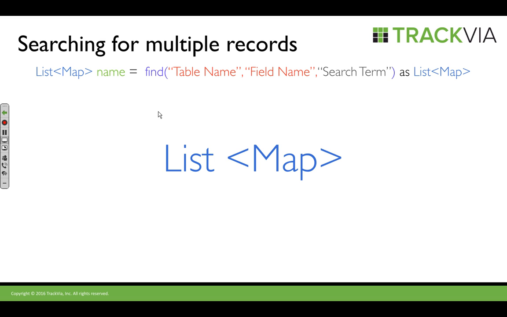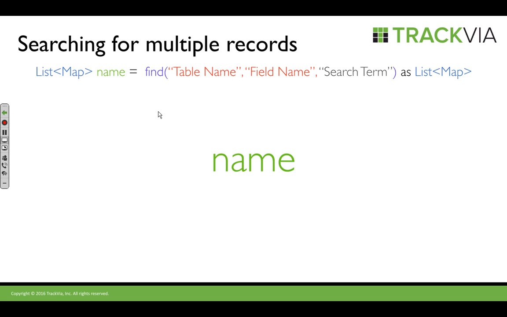Multiple records is a little bit different in that you're saying list map. We're still mapping, but give me a list of all of the records that match my criteria. Name, obviously, you can name whatever you'd like. We're just naming the list map at this point. Then find is the correct term to find all of the records that match what I'm looking for. It's the same syntax as LoadRecord: give me the table name, what field we're searching, and what we're searching by. And TrackVia will do that work for you.